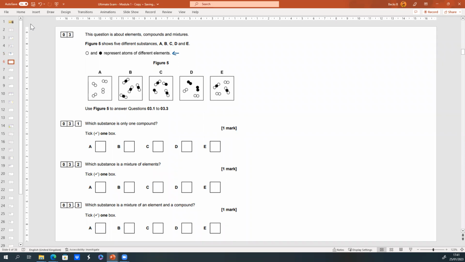Use figure 5 to answer these 3 questions, 1 mark each. And again, we've got that just tick one box. If you make an error, make sure it's obvious that you've crossed that out and which one you are ticking. So which substance is only one compound? Remember a compound is 2 or more elements joined together, which brings me down to B, C. But it's just one compound. We've got 2 different types in here. We've got 1 black, 1 white, and here we've got 2 white and 1 black. So one compound is B.